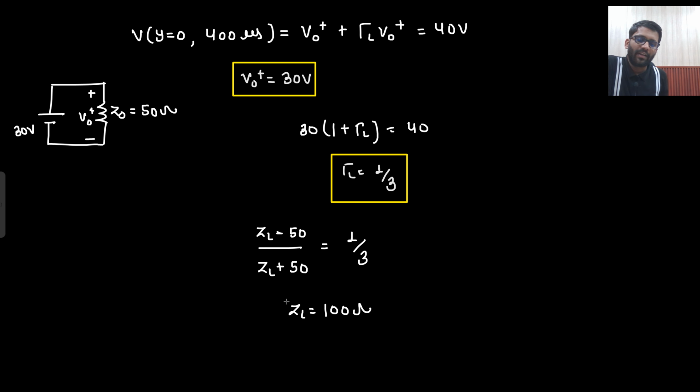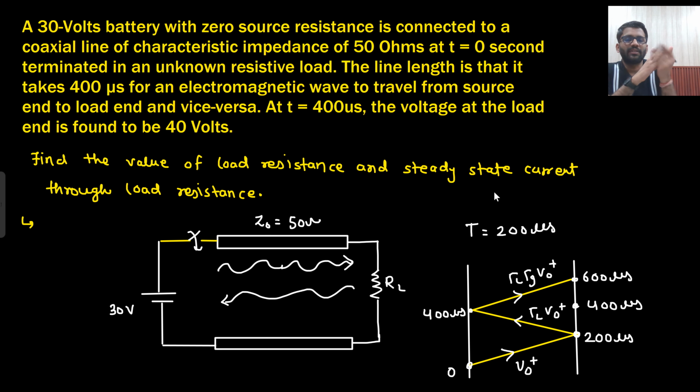How did I write 100 very quickly? I just picked randomly that ZL could be 100. So 100 minus 50, 50 divided by 150, that would be 1 by 3 only. So you can solve it, or you can directly see that ZL will be 100 ohm. So the first question has been answered: the value of load resistance is 100 ohm. Steady state current they are asking.